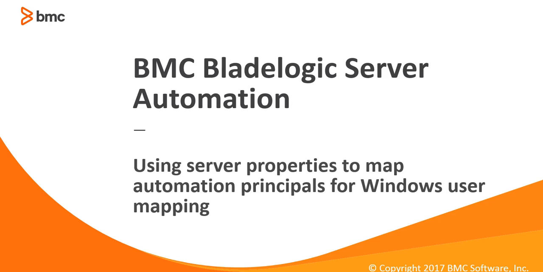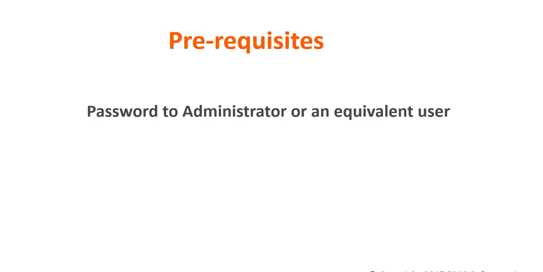Now, if there is only one server, you can always log into the server manually and change the ACL files. But if there are a lot of servers, logging in manually will take a lot of time. We can save time and automate this task using automation principles. In order to do that, you would only need the password to the administrator user on those target servers. Now let's see how we can do that.